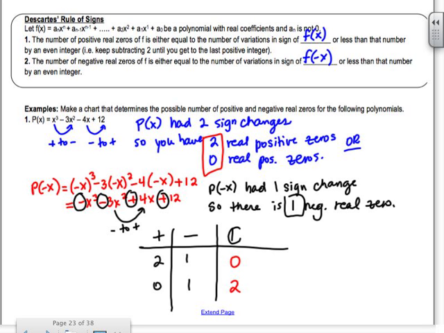Yeah, Santiago. You wrote 2 real positive zeros for 0. Where'd you get that 0? This 0 here. Because in the definition it says the number of positive real zeros of f is either equal to the number of variations in sign, so that was 2, we had 2 sign variations, or less than that number by an even integer. So in other words, keep subtracting 2 until you get the last positive integer, or 0, I guess. Right, so you start at 2 and keep going down by 2. So you could have 2 or 0. If you started with 6, it would be 6, 4, 2, 0.